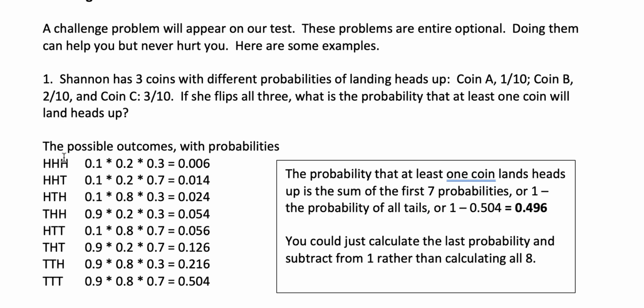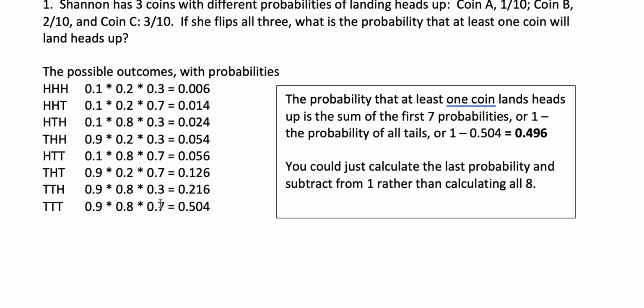0.1, 0.2, 0.3 to get heads, heads, heads would give us 0.006. On the other hand, heads, heads, and then coin C tails would be 0.1 times 0.2, but now 0.7 for coin C because there's a 1 minus 0.3 or 0.7 probability that coin C will land tails up. So we then go through and do this whole thing, and the probability that at least one coin will land heads up includes the first 7 of these. In all of these, there's at least one head. And so if we sum all of these, we end up getting 0.496.